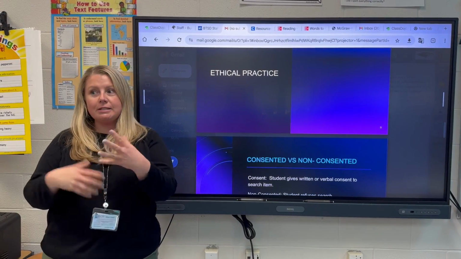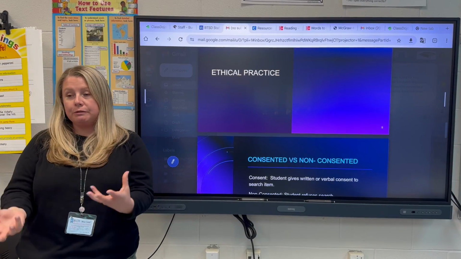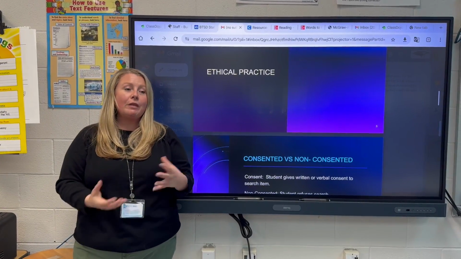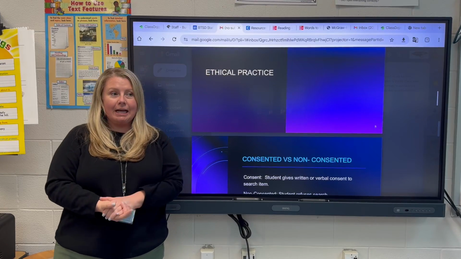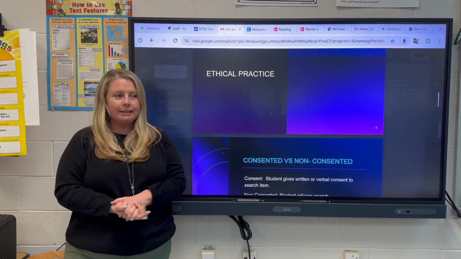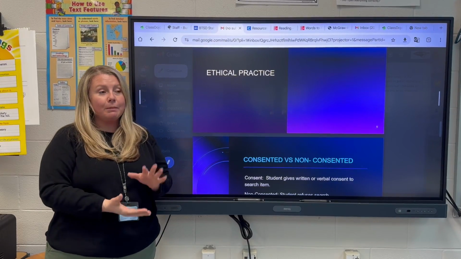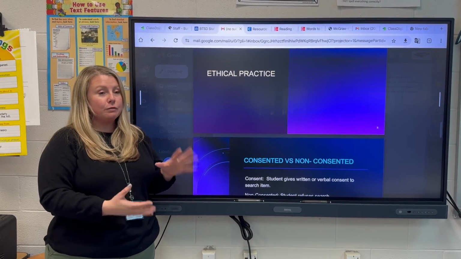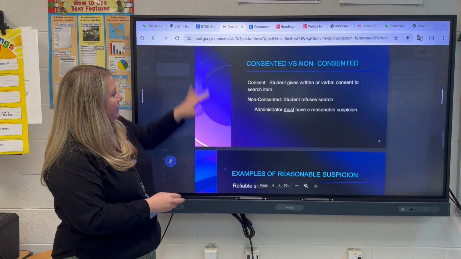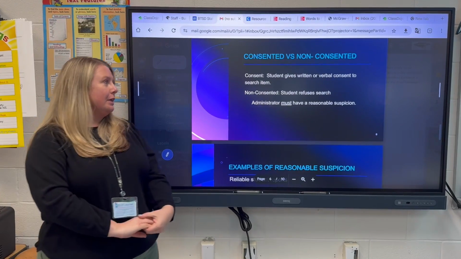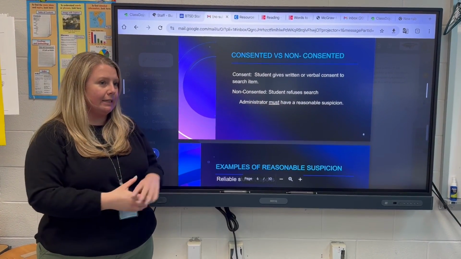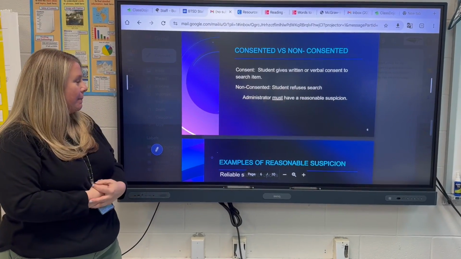The student is just allowing a staff member to provide access to book bags or cell phones. Without consent, it must be done in an administrator's private office with the SRO present and the administrator present, and the student must be made aware that it is for safety measures. Consent means that the student gives written or verbal consent. Of course, we always will get written consent for liability reasons.